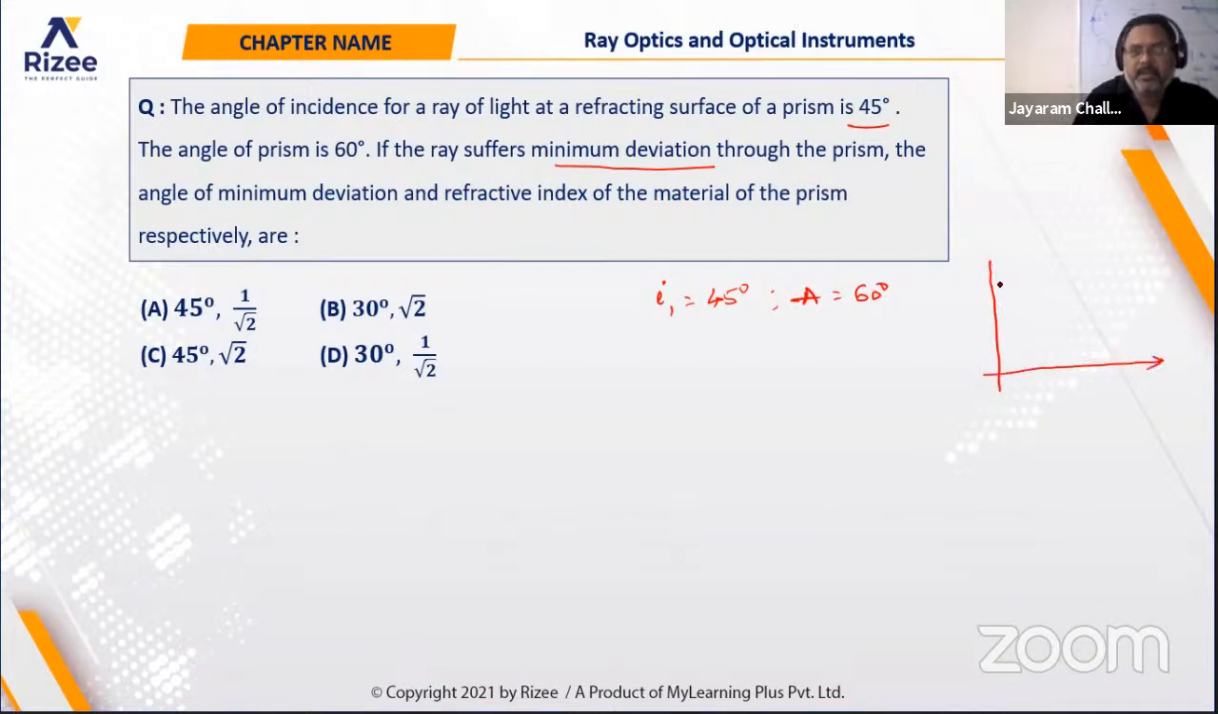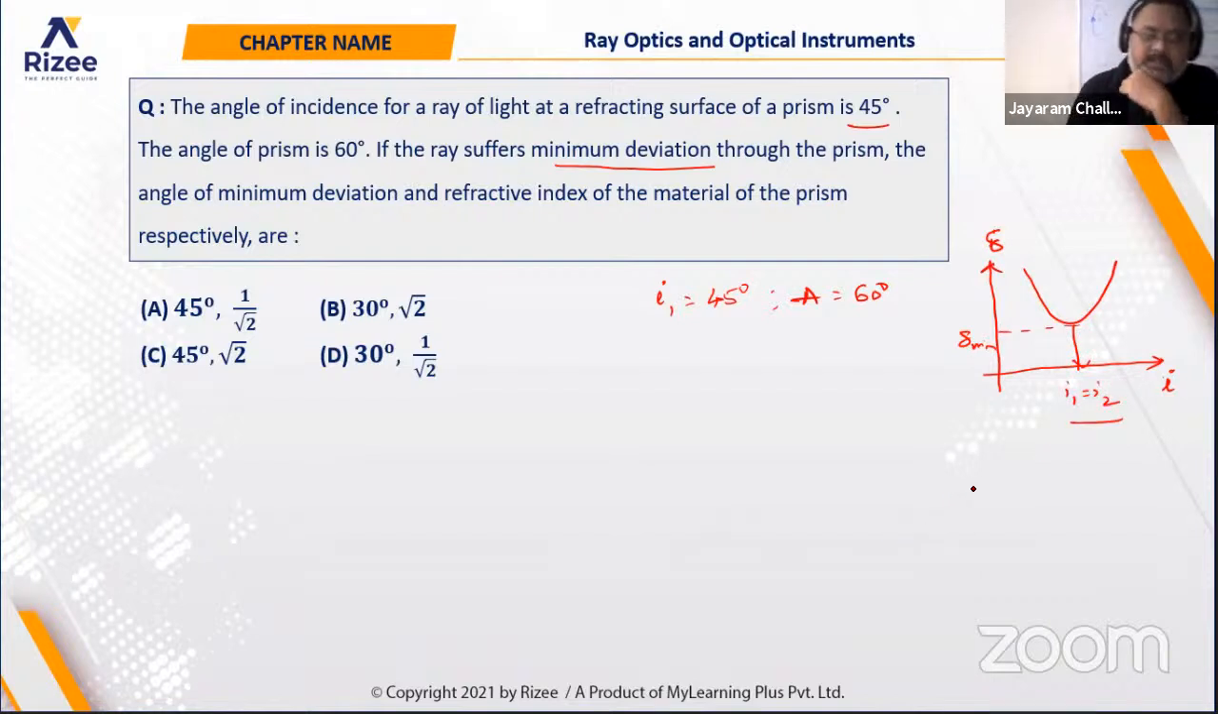If we plot a graph between the angle of deviation and the angle of incidence, the shape of the graph will be like this, and this will be the value of the minimum deviation, where you will be getting the values of I1 equal to I2. Both of them will be the same. The question is asking what is the minimum deviation and the refractive index. Since it is a minimum deviation condition, I1 and I2 both should be equal to 45 degrees.